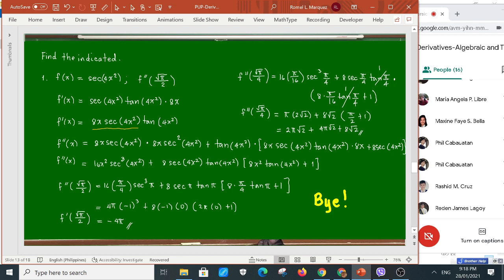I hear and I forget. I see and I remember. I do and I understand. Ganyan ang math. Pag narinig mo lang, wala. Pero pag nakita mo, matatandaan mo. Pero pag ginawa mo, you will be able to do it. You will be able to understand it.